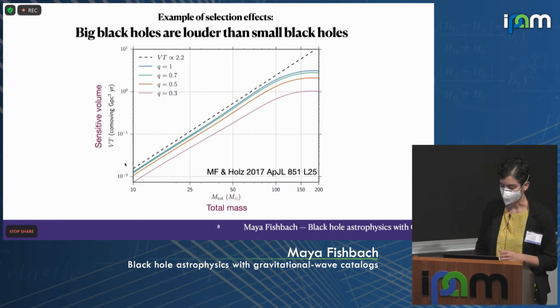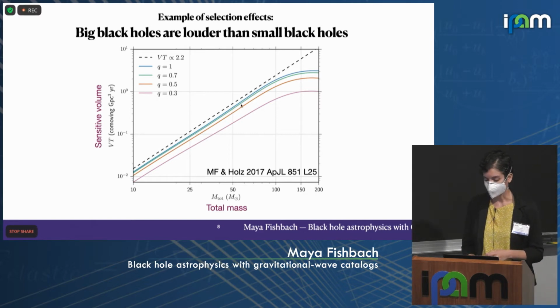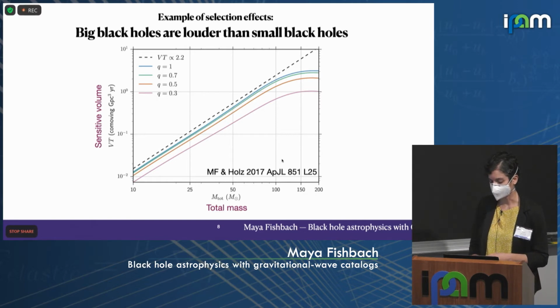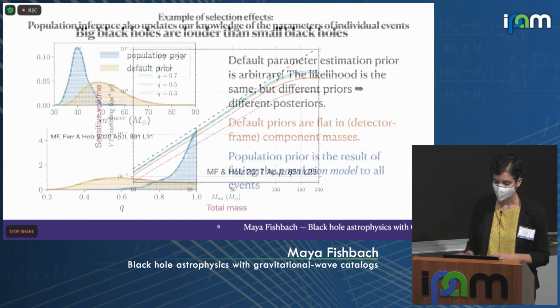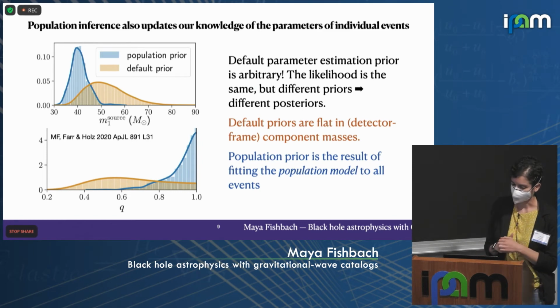And actually, the paper that this plot is from argued that the fact that we were missing these big black holes in the population meant that there was a maximum mass cutoff in the population at around 50 solar masses, because otherwise we would have seen these bigger black holes. So that's just an example of why selection effects are important.